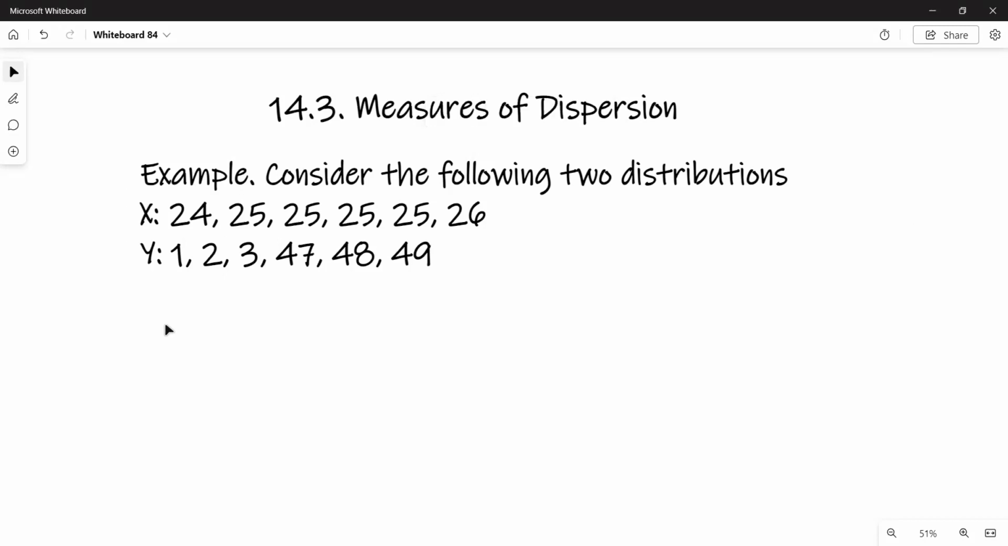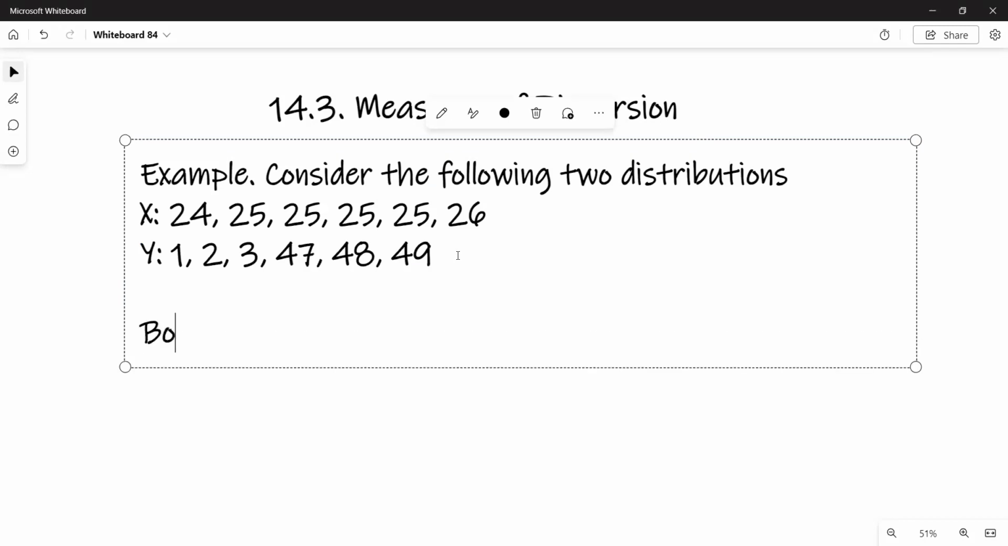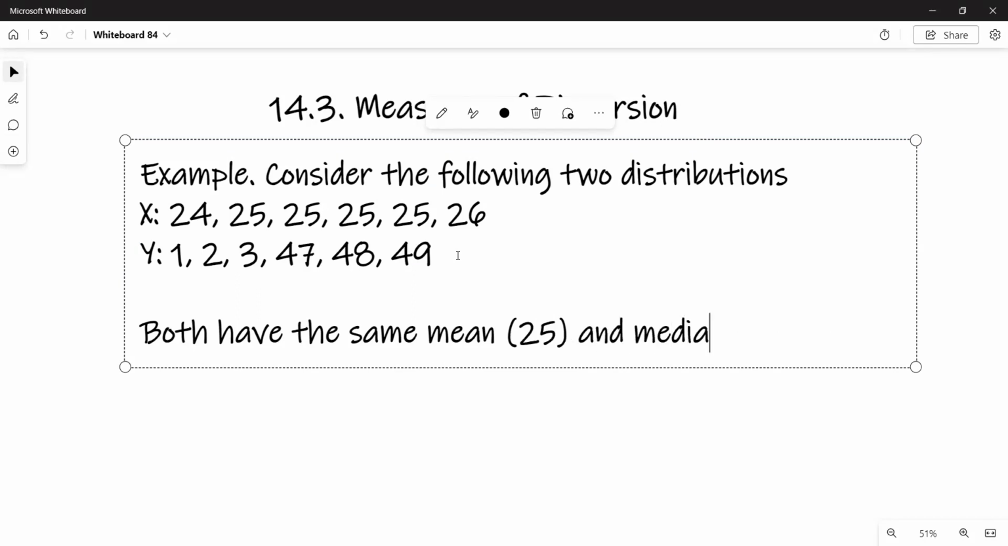If you compute the mean and the median, they are both the same. Both have the same mean, which is 25, and median, which is also 25. But it's obvious that the data in set Y is more spread out.